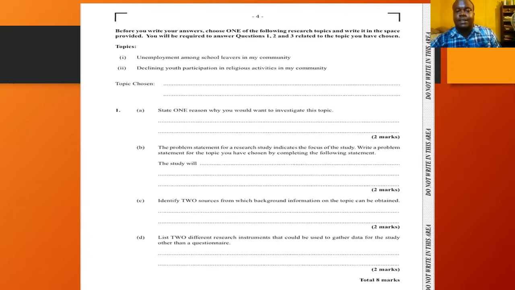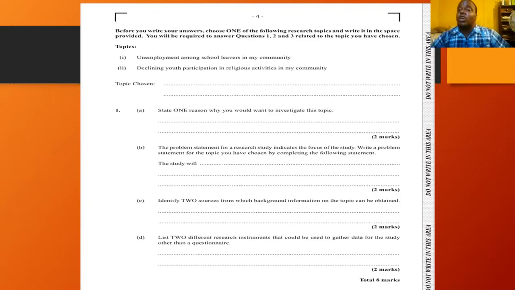Right? All right. So next one says, state one reason why you would want to investigate this topic. So what is a reason why you would want to investigate the topic that you have chosen? Remember, we're looking at unemployment in your community. Sorry, why I keep saying country. Unemployment among school leavers in your community, right? One reason would be that I have seen high levels of unemployment among school leavers in my community, right? That would be a reason, right?